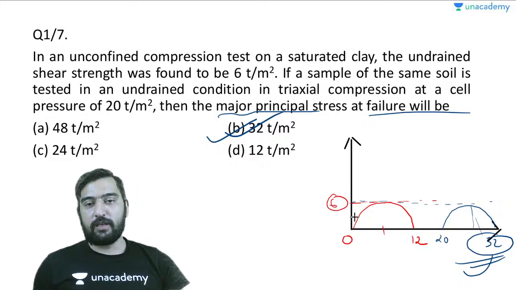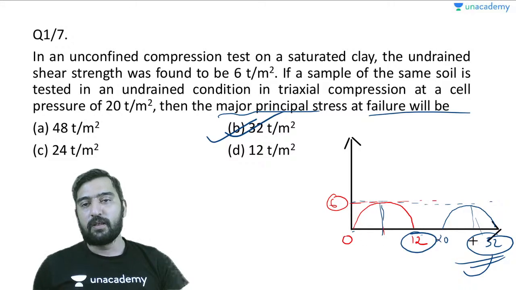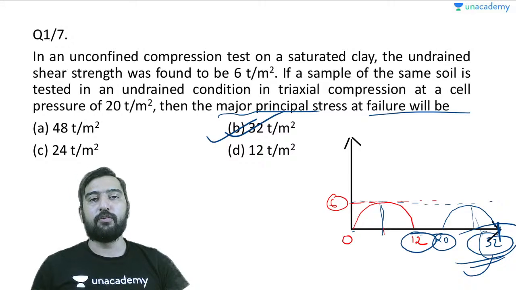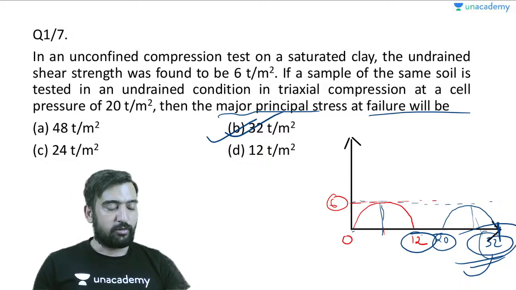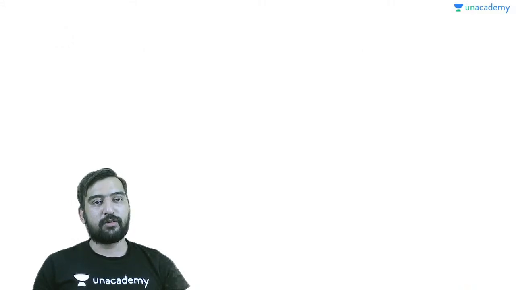The concept is, when there is no confinement, the compressive strength was 12 because the shear strength is 6. This is the radius of the circle, so twice the radius is the diameter. So 12 minus 0 is going to be the UCS value. If the base value is 20, then I have to add 12 here in order to keep the circle the same. So 32 is the value of the major principal stress. Now question number 2 is on your screen.